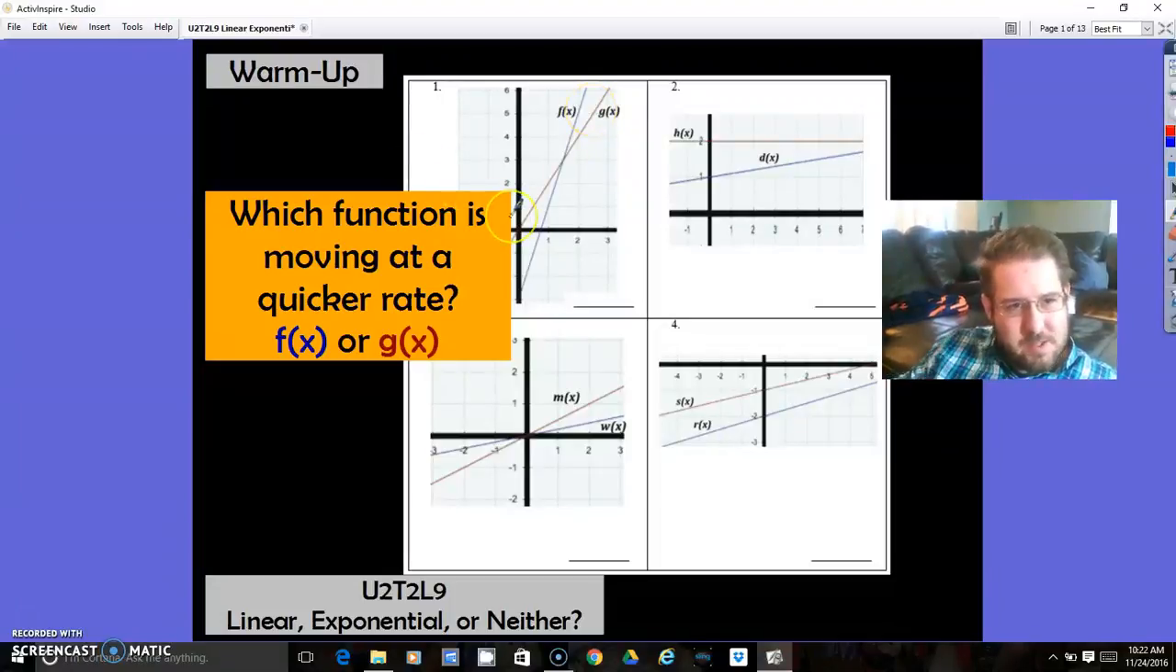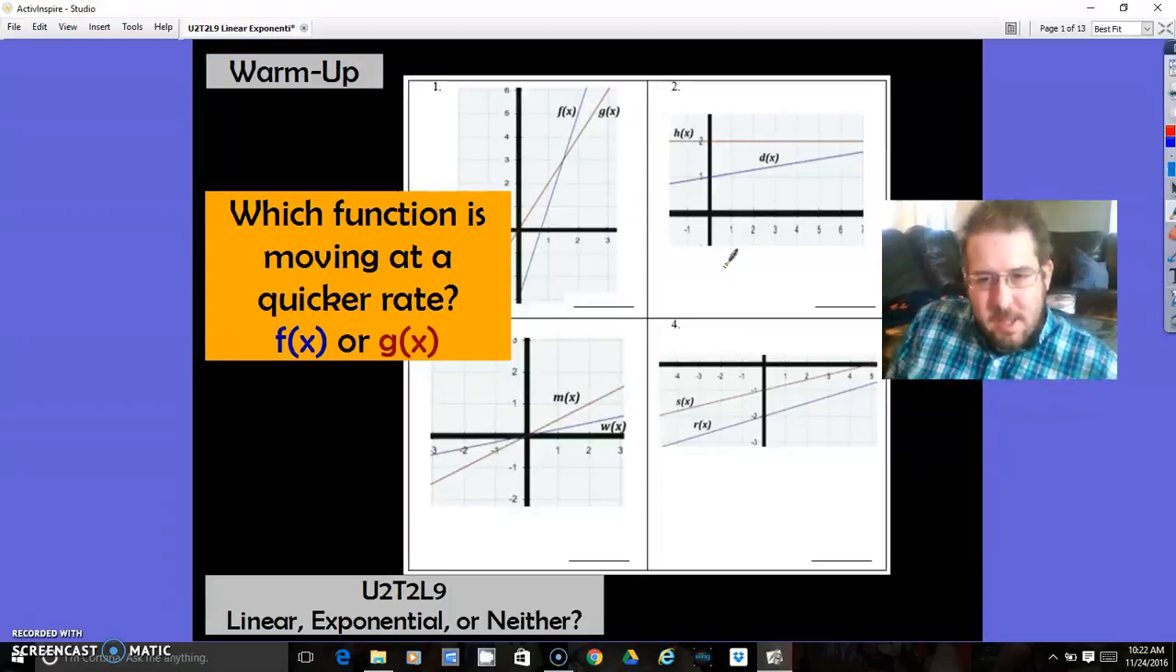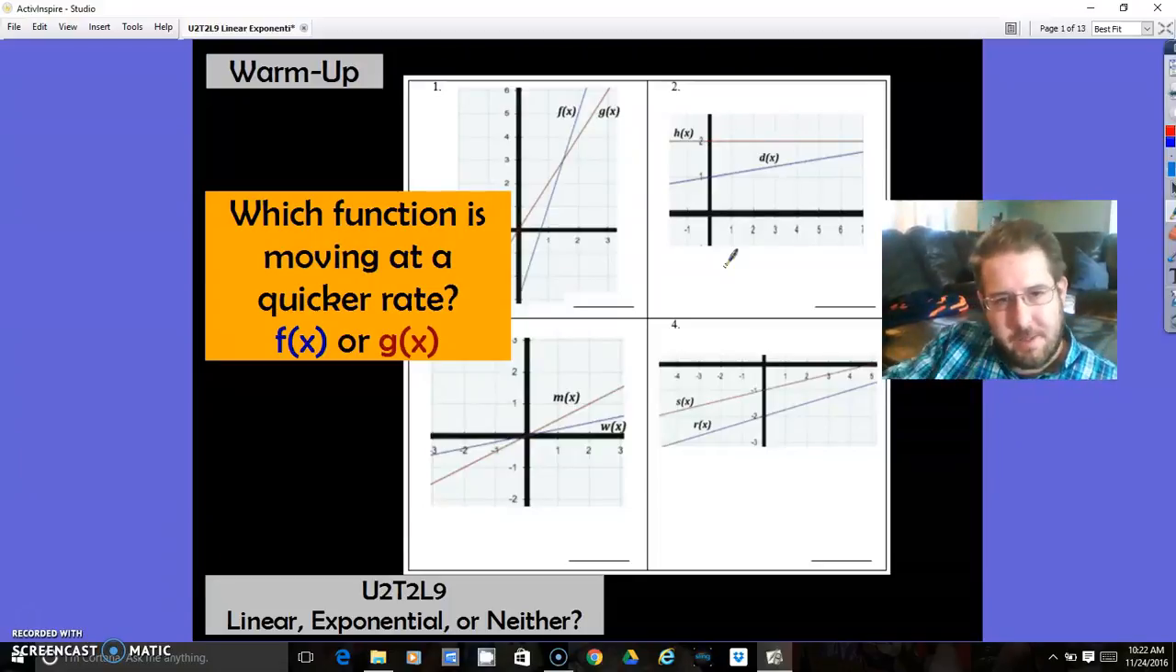P Helps with Algebra. This is Unit 2, Topic 2, Lesson number 9, which is about looking at functions and determining if they are increasing or decreasing at an exponential rate or a linear rate. All right, so we've got two different linear functions for each problem. One is called f of x and the other one is called g of x. F of x is the blue one here and g of x is the red one. And we're asked which one is moving at a quicker rate.